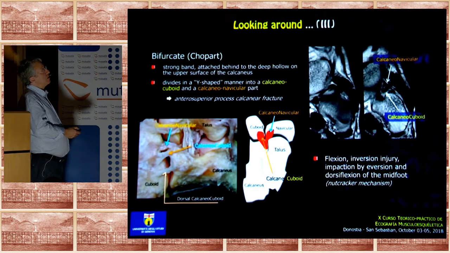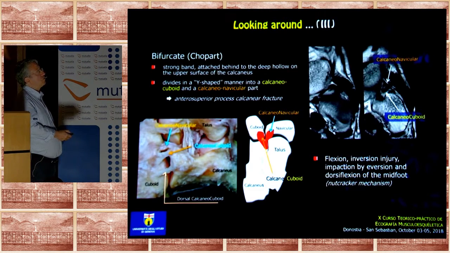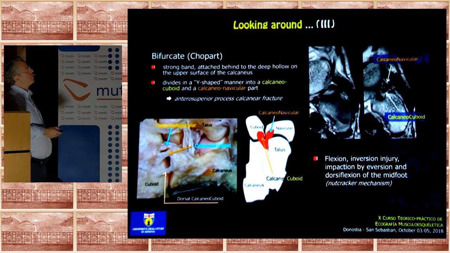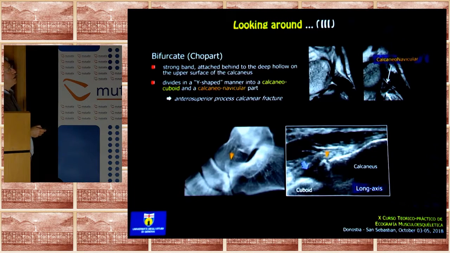Another ligament located in this area, but related not often to a lateral ankle inversion injury, but more commonly to impaction during eversion and dorsiflexion of the midfoot, is the bifurcate or the Chopart ligament, joining the anterosuperior process of the calcaneus with the cuboid or the navicular.